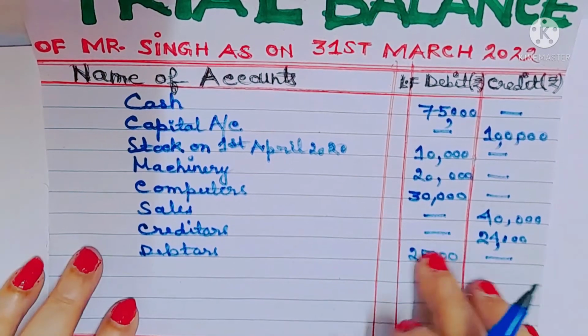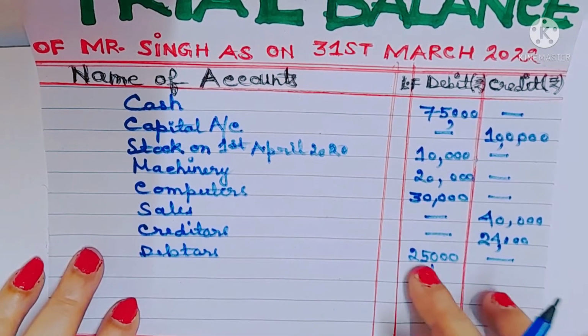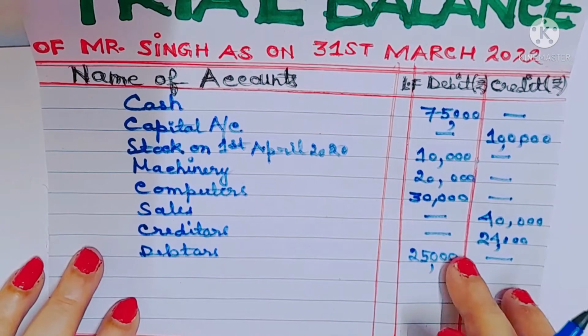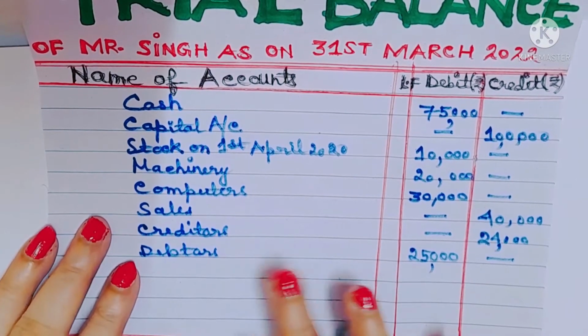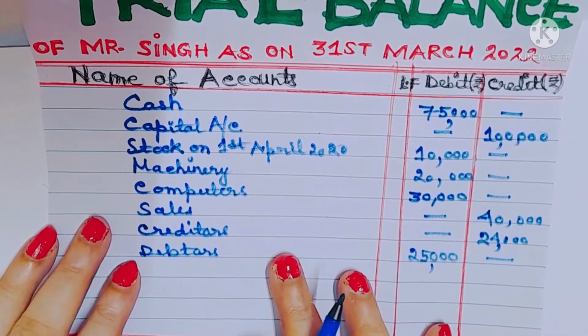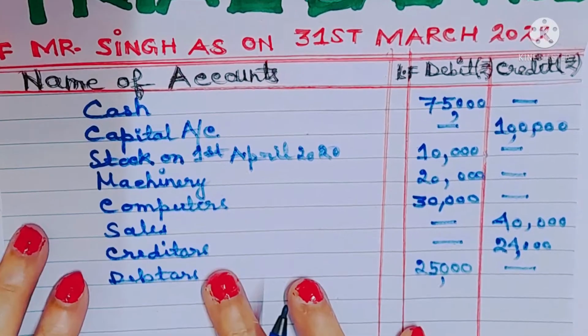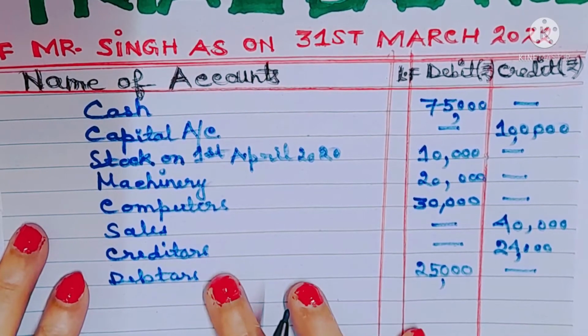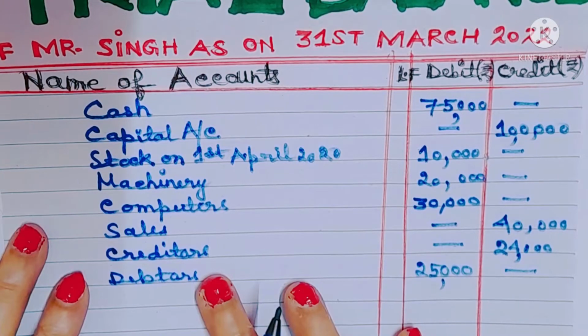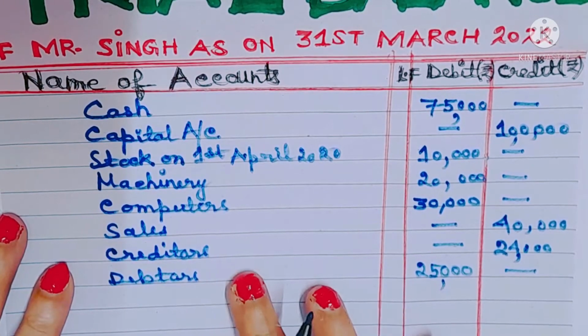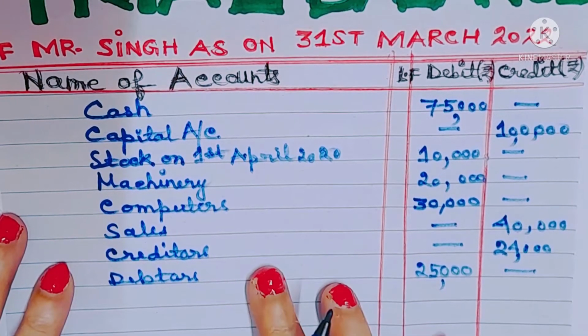Debtors is a debit balance, and that is the reason we have written 25,000 in the debit column. But why is debtors a debit balance? Because debtors falls under personal account. According to personal account, the receiver of the benefit is debit. Debtors is the receiver of the benefit, so debtors account will be debited.